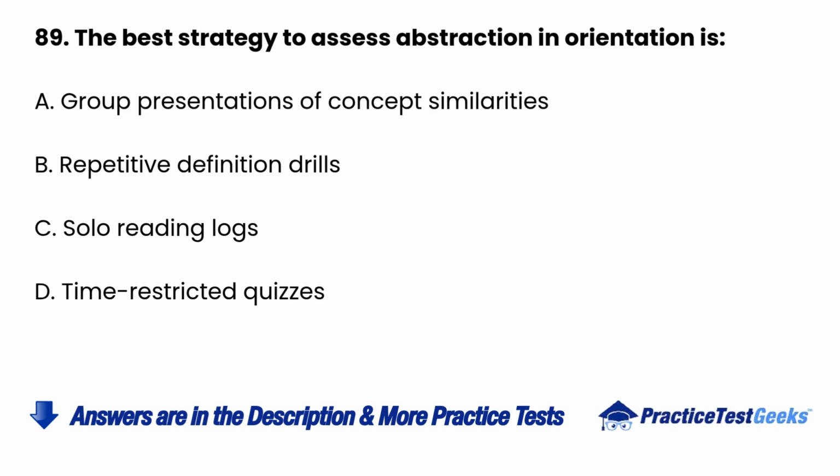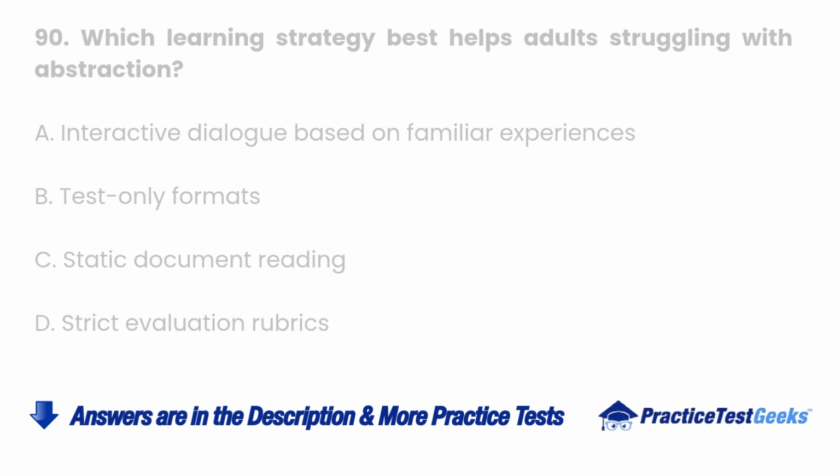89. The best strategy to assess abstraction in orientation is A. Group presentations of concept similarities. B. Repetitive definition drills. C. Solo reading logs. D. Time-restricted quizzes.